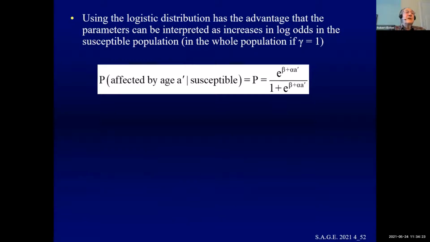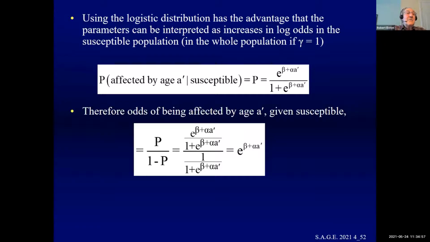But the point is that if we use the logistic distribution, it has the advantage that the parameters can be interpreted as increases in log odds in the susceptible population. It would be the whole population if the susceptibility were 1. So in other words, we have the probability affected by age A prime given you're susceptible, in the susceptible population, is this. This is the cumulative logistic, which you're probably all familiar with.